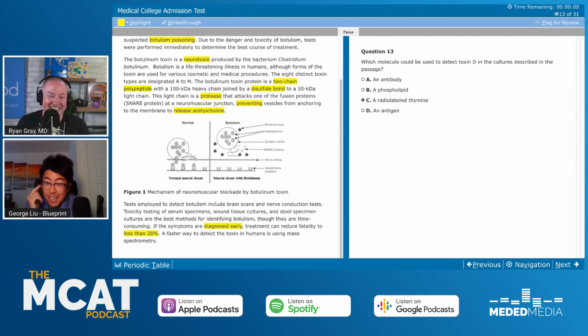So the MCAT knows that radio-labeled things are used for diagnostics. So this is where the tough part is. I know there are a lot of things that they'll give you that are tempting, but this is why sometimes we do need to have the foundation.